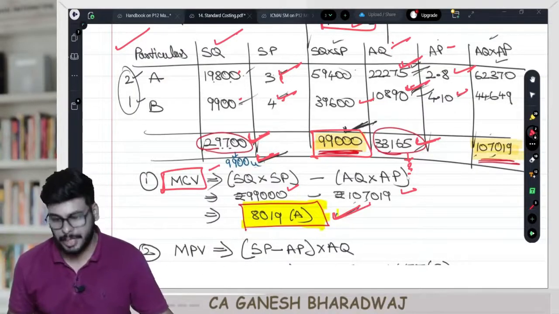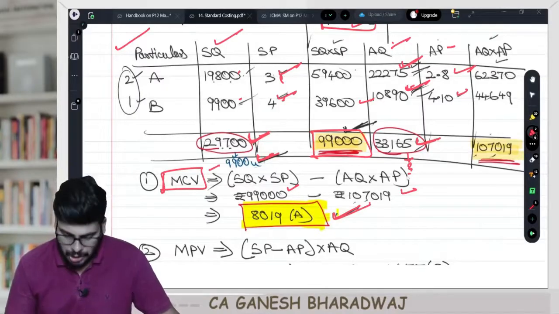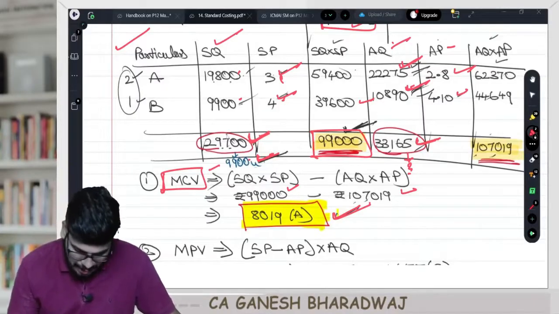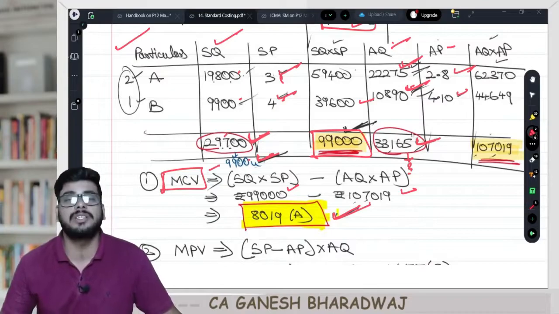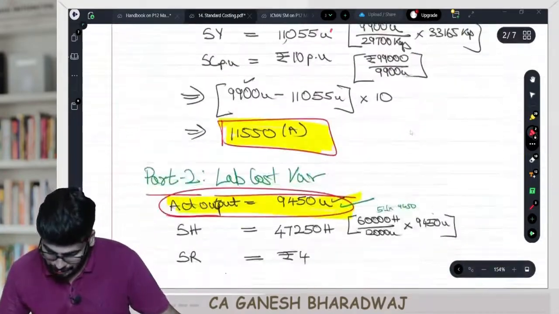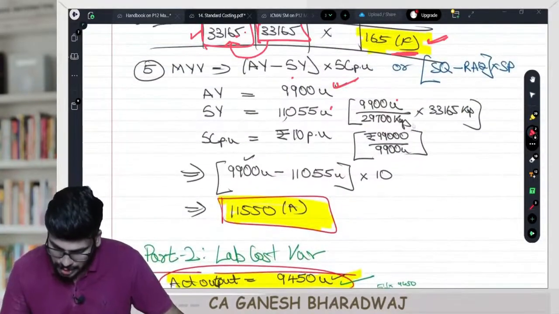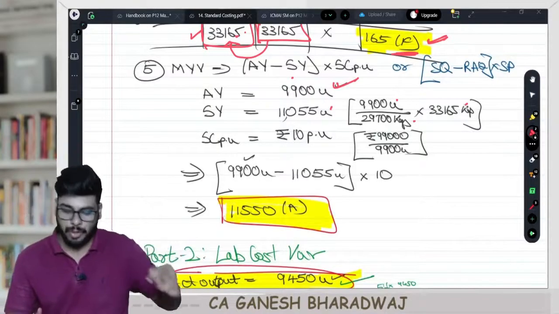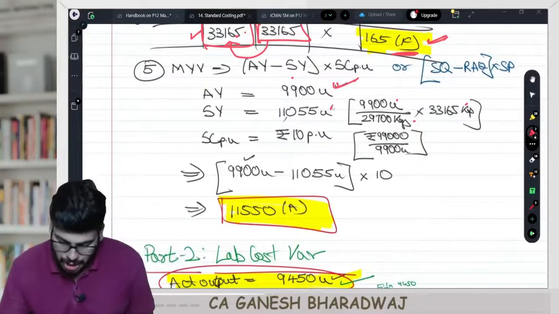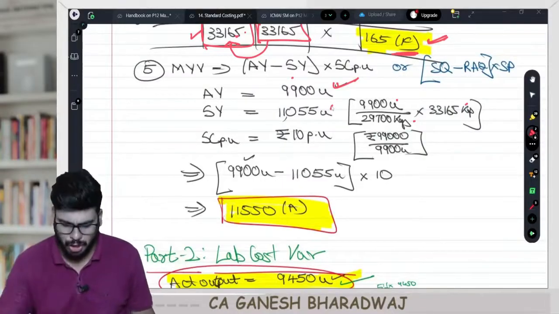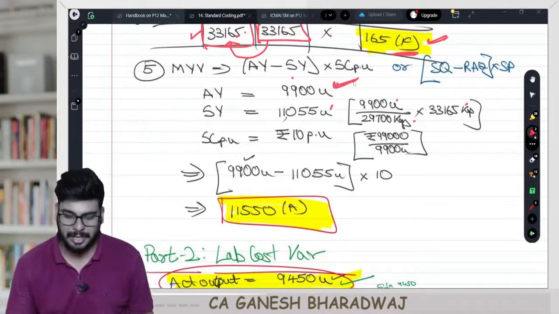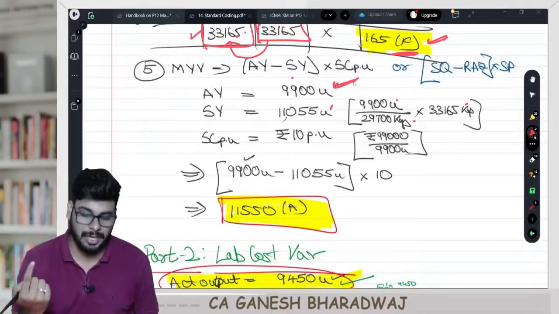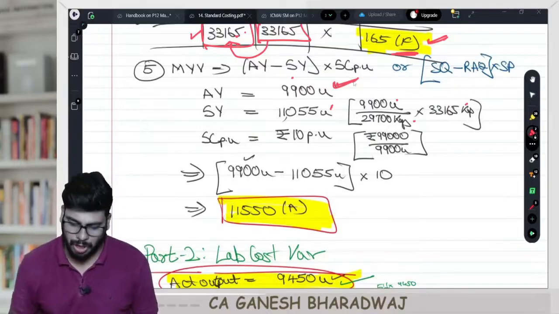How would you do that? Very simple. 9,900 divided by 29,700 into 33,165. That is what we have done here. For the actual input, you should have got an output of how much? 11,055. But you have actually got only 9,900, and every unit of output costs me how much?